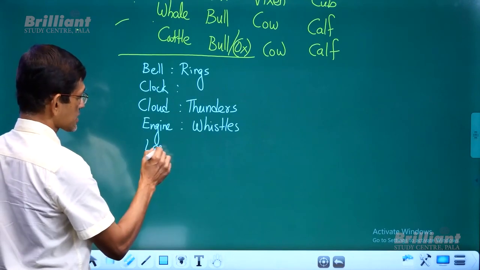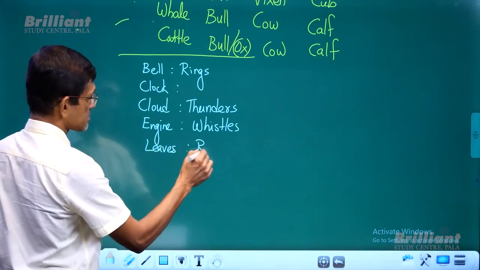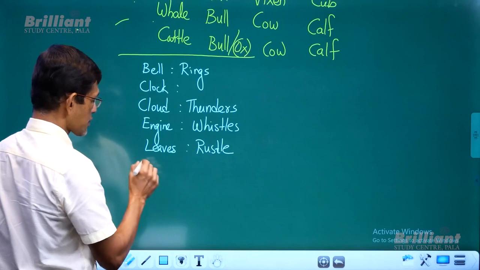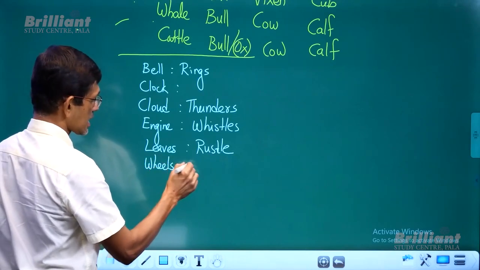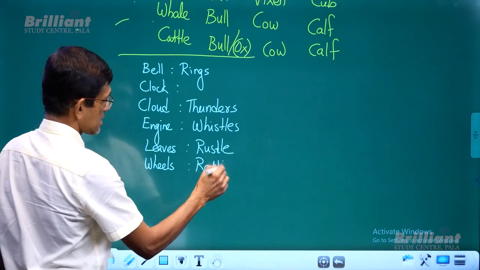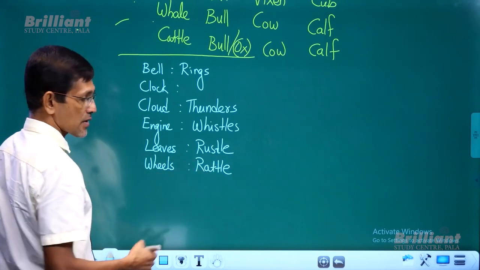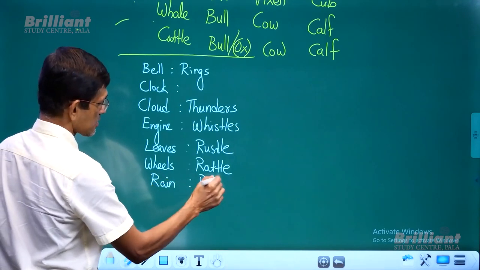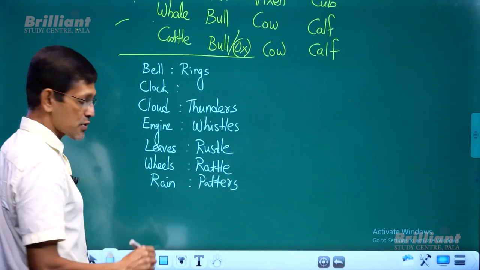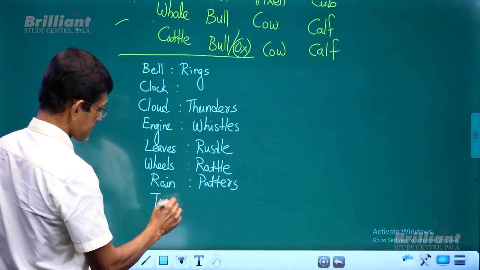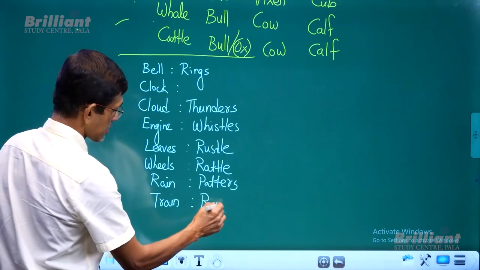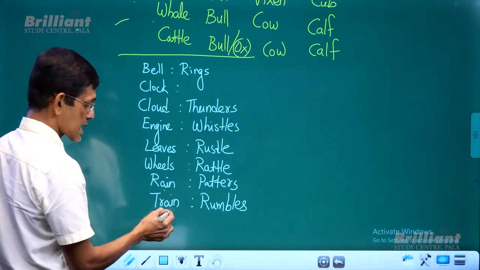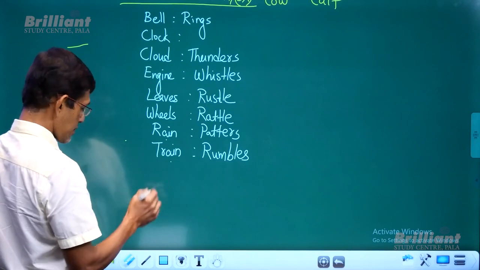So let's say leaves. What's the sound of the leaves? Leaves rustle. Rustling sound. And what's the sound of the wheels? Wheels make rattling sound. Wheels rattle. And how about rain? Rain patters. That's the sound of the rain. And how about train? Train rumbles. The sound of the train is what? Rumbles. Rumbling sound. So rain patters. Train rumbles.